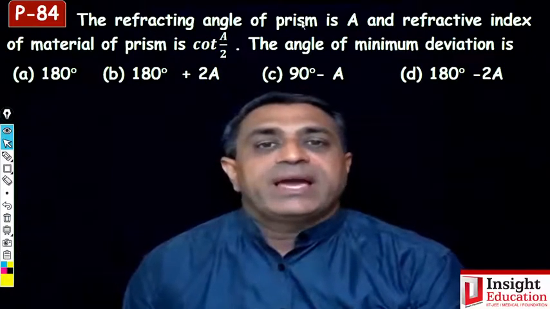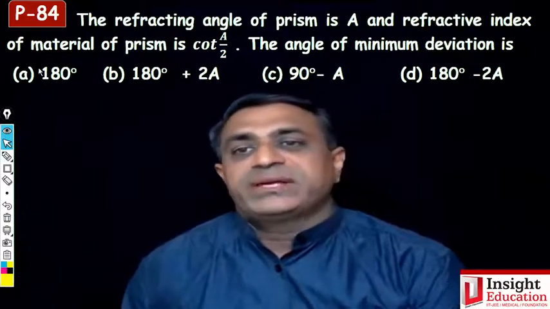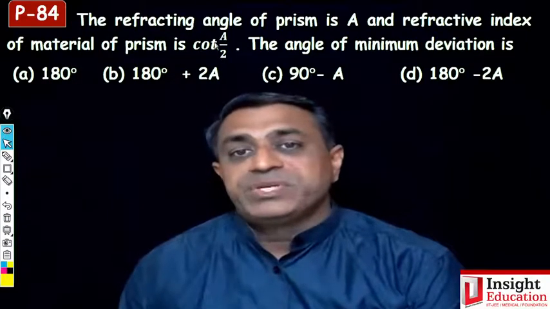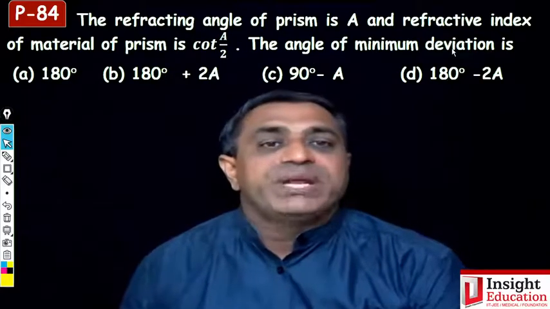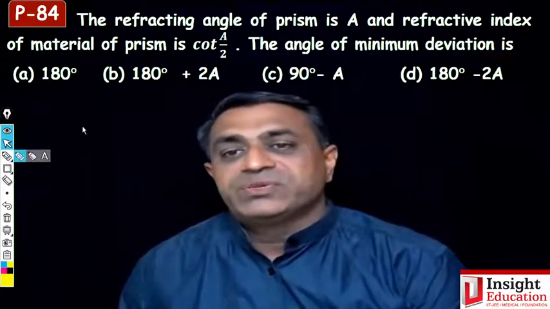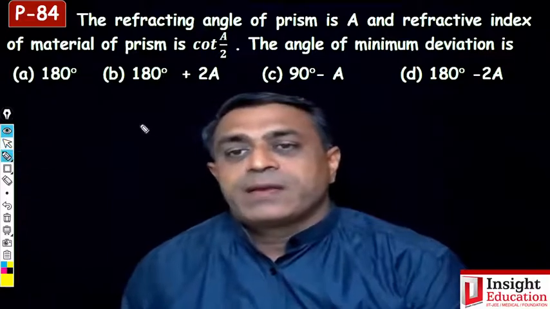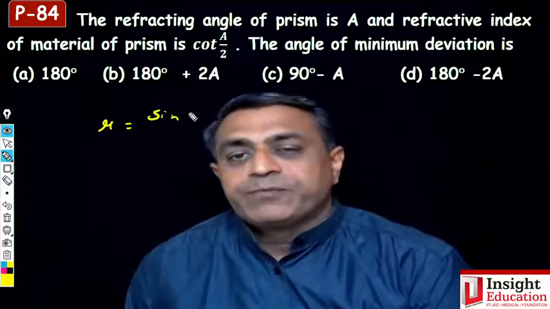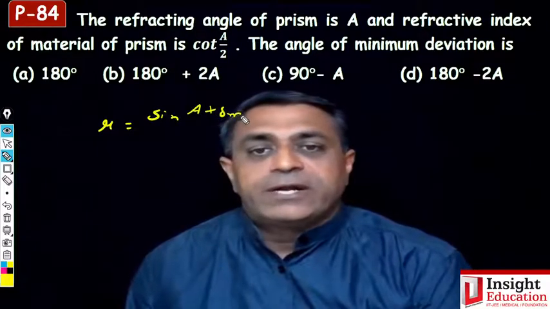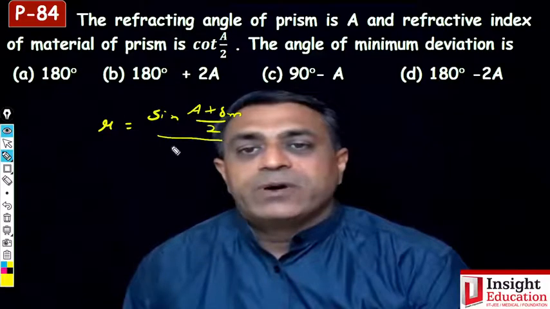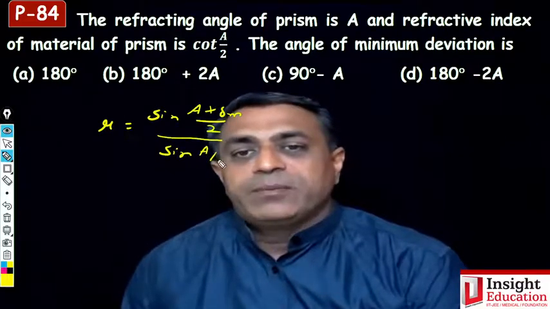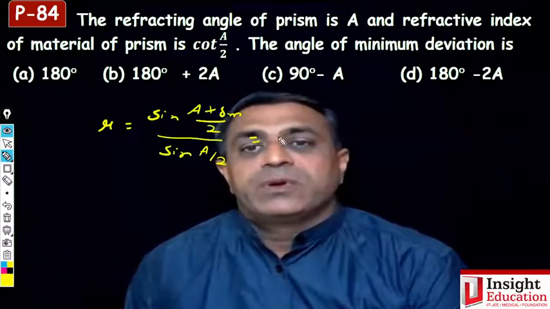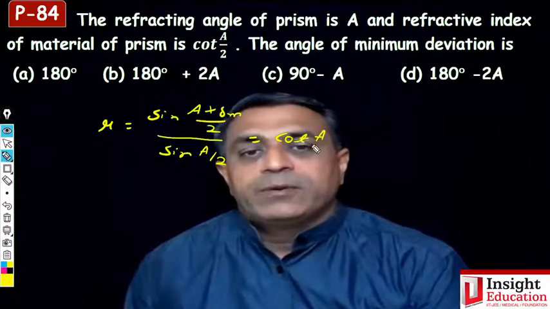So the refracting angle of the prism is A, and the refractive index of the material of the prism is cot A by 2. Mu is equal to cot A by 2. So for the angle of minimum deviation, here we can use the equation: mu is equal to sine of (A plus delta M) by 2 divided by sine A by 2. And mu is given, so mu is equal to cot A by 2.